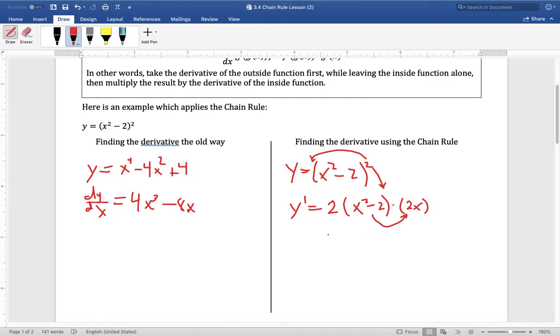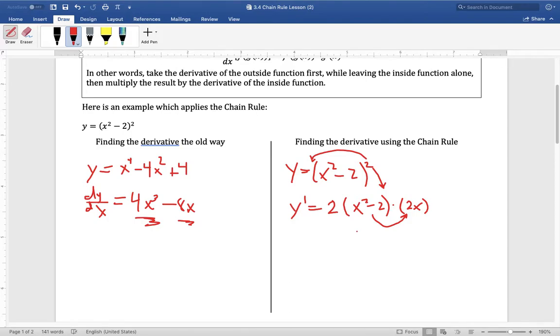Now, to spare me from having to multiply all this out, I think we can do this in our head here. 2 times 2x is 4x. 4x distributed in will give you 4x cubed, which you can see is right here. And then the 2 times the 2x times 2 would be 8x, and that's the second part right here. So you can see the answers are the same.